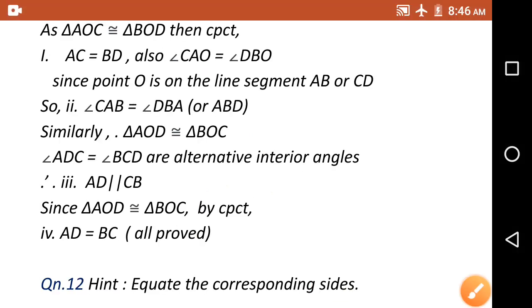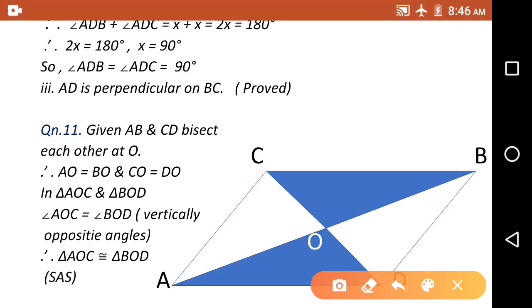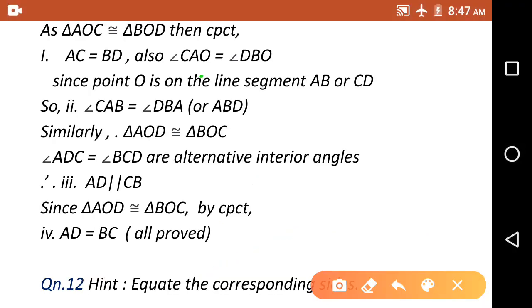But here you can see this O is on the line AB, so in the place of CAO we can write CAB, and in the place of DBO we can write DBA. So we can say CAB is equal to DBA. Clear now? So this is the second bit that is proved.